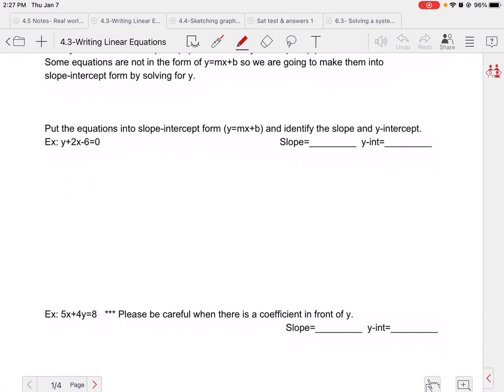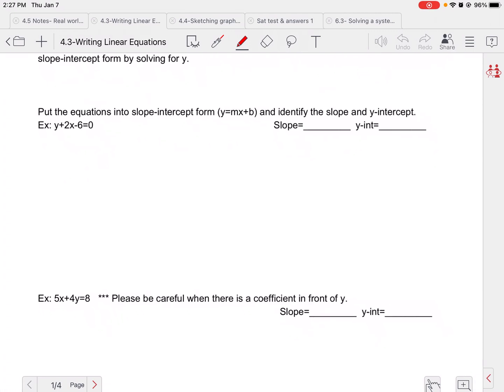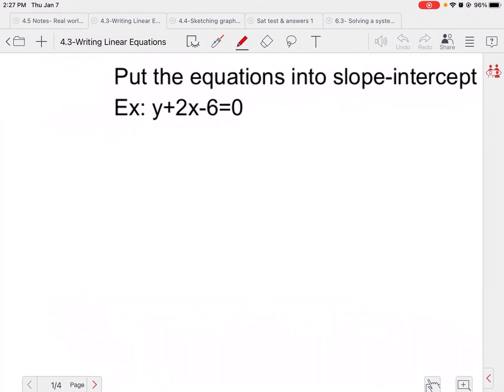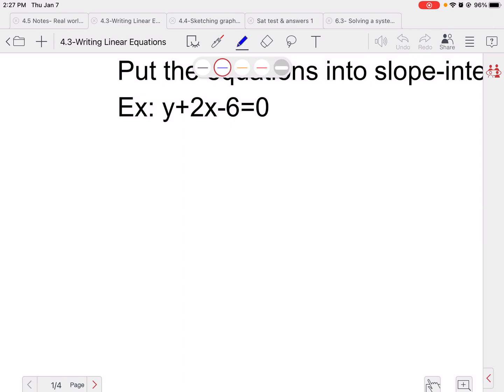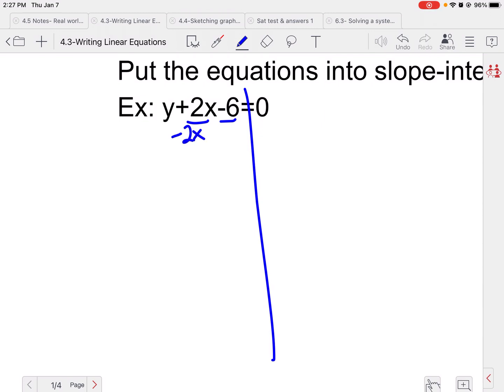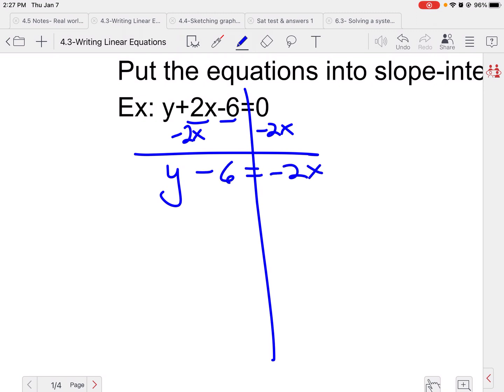So our first example, it says put the equations into slope-intercept form, y equals mx plus b, and then identify the slope and y-intercept. So this is not in slope-intercept form because y is not by itself. So I'm going to get y by itself. Well, that means I need to get rid of the 2x and the minus 6. So I'm going to start with the 2x. Let's subtract the 2x over. So I'm going to get y minus 6 equals negative 2x, because 0 minus 2x is just negative 2x.